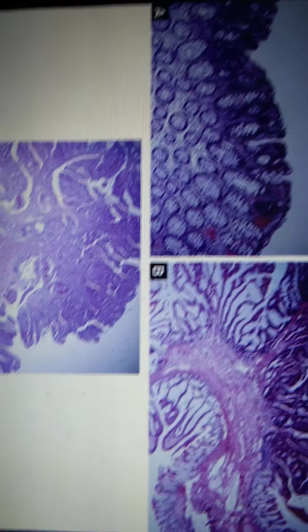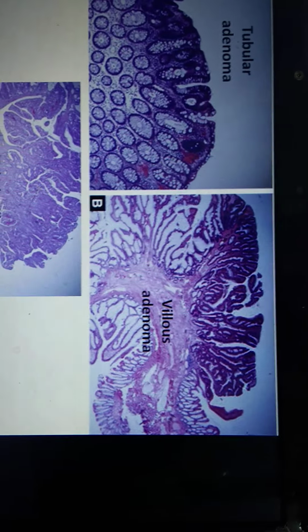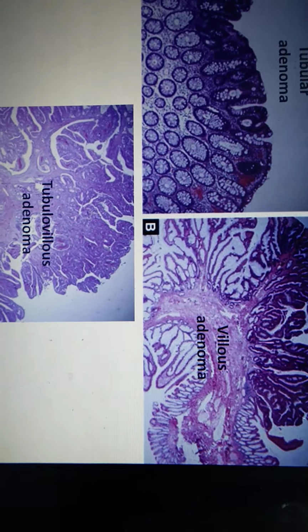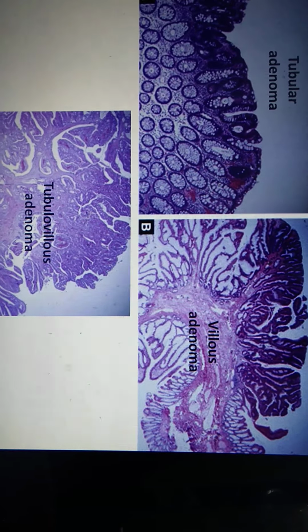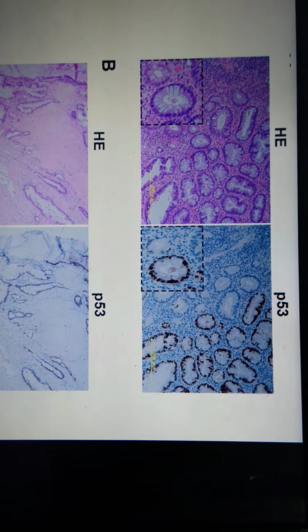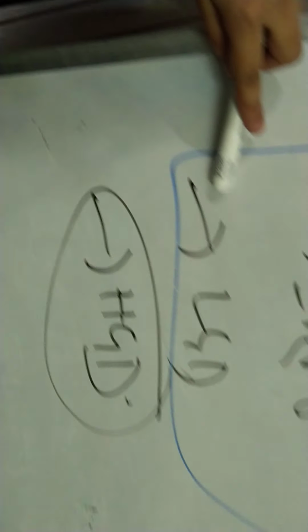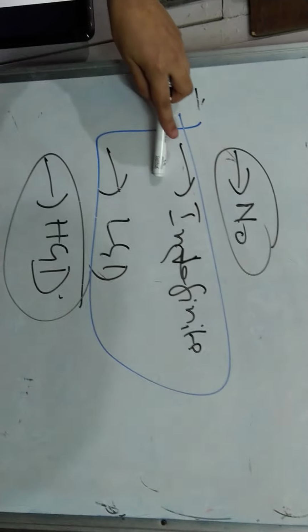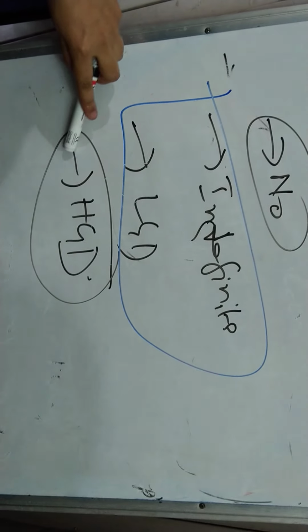As we all know, it can be of three types: tubular, tubulovillous, and villous adenoma. And even if a sporadic adenoma occurs in an IBD, the histology is going to be exactly the same as we would see in any other person. Now, as I told you, this indefinite dysplasia and this low grade dysplasia are tricky because there is no established protocol as to how to follow up these patients. High grade dysplasia, easy. Straight away proctocolectomy is recommended.